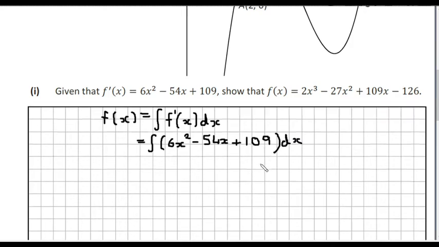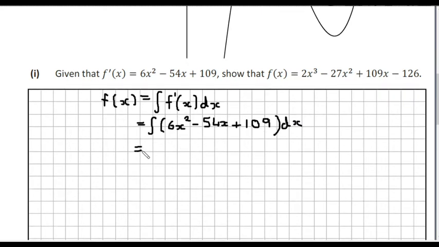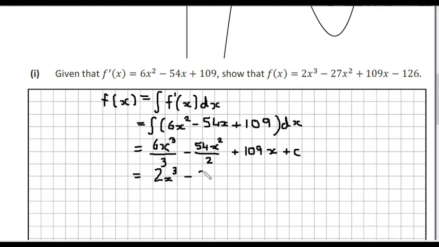So again, we're going to do the same thing that we did earlier. We're going to add 1 to the power and then divide by the new power. So we're going to have 6x cubed over 3, minus 54x squared over 2, and then plus 109x. And again here we're going to have a plus c. So just tidying this up, this becomes 2x cubed minus, 2 into 54 goes 27 times, so it's 27x squared plus 109x plus c.